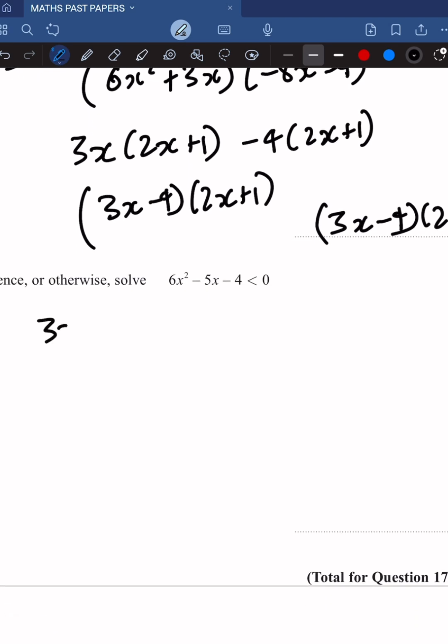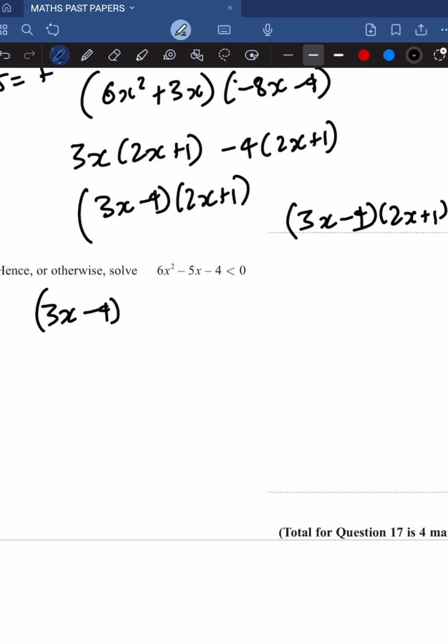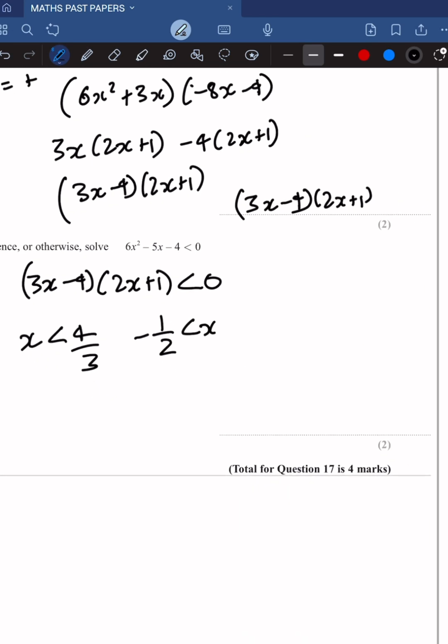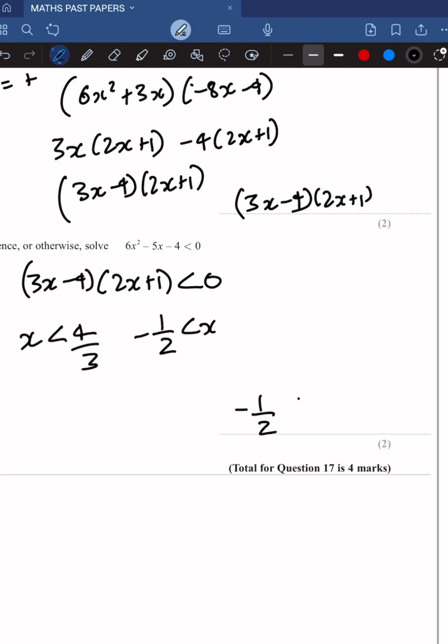So we have 3x minus 4 and 2x plus 1 is less than 0. So our first root is going to be x is less than 4 over 3. And the second one is going to be x is greater than minus half. So how do we write that as an inequality? Well, we'll write minus half < x < 4 over 3.